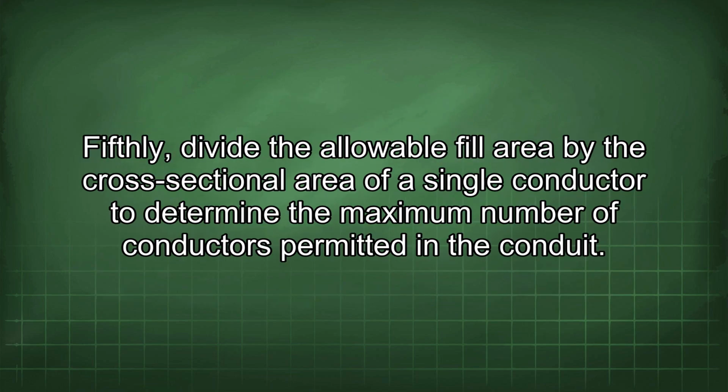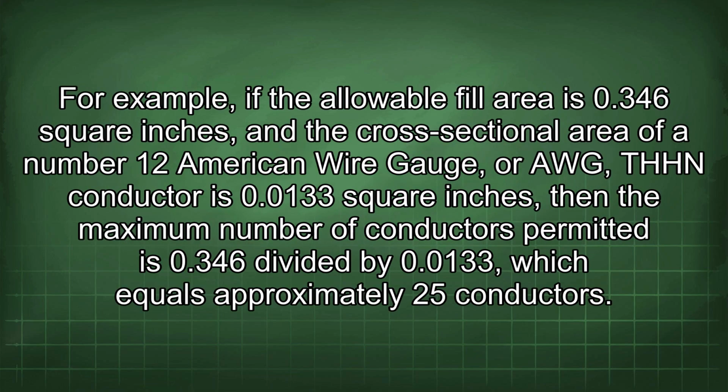Fifthly, divide the allowable fill area by the cross-sectional area of a single conductor to determine the maximum number of conductors permitted in the conduit. For example, if the allowable fill area is 0.346 square inches and the cross-sectional area of a number 12 American wire gauge, or THWN conductor, is 0.133 square inches, then the maximum number of conductors permitted is 0.346 divided by 0.133, which equals approximately 25 conductors.